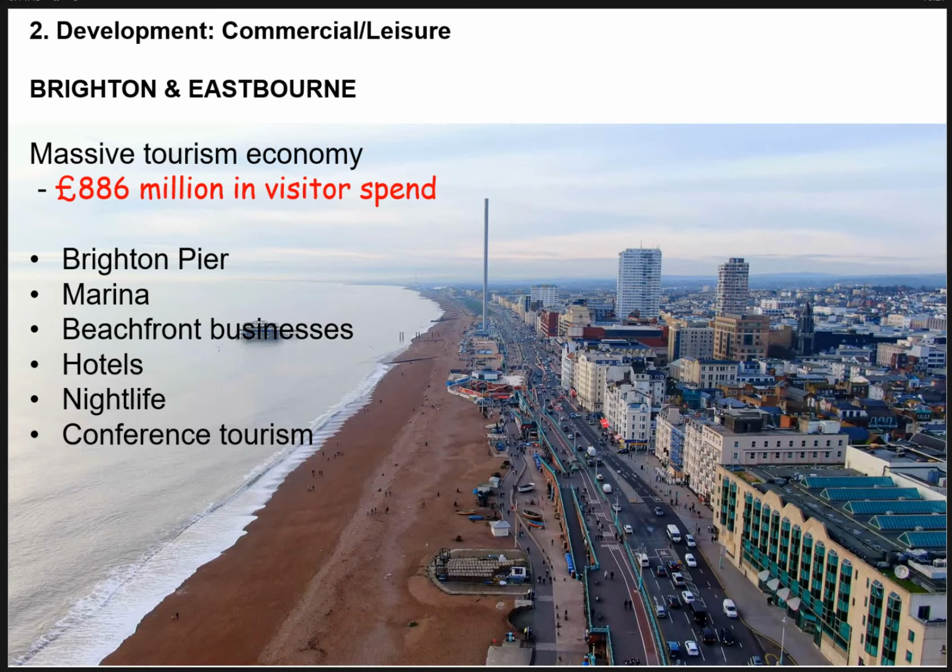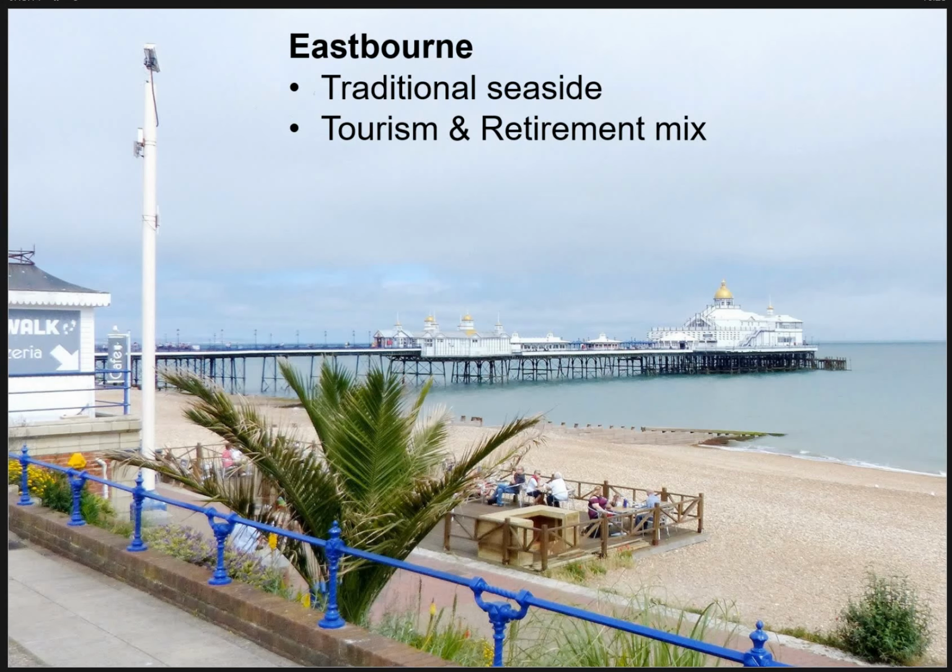Latest figures around spend are £886 million in visitor spend. So you can imagine, of course, with that level of spend, there is a lot of investment in urban town planning, urban coastal planning, as well as coastal management strategies, otherwise known as sea defences. In Brighton, there is a pier, there is a marina, there are beachfront businesses, there are hotels and nightlife and conference tourism. Eastbourne is more a traditional seaside mix, lots of tourism with a large retirement mix there as well.